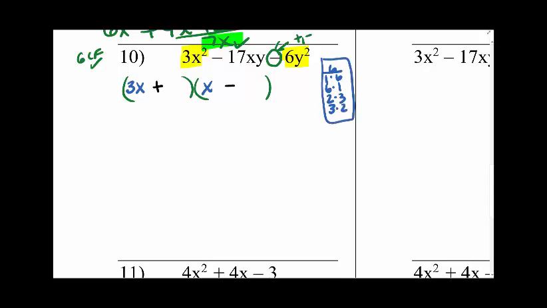If I use the second one here and I put a 6 in this first parentheses, that can't work because I have a GCF from the first parentheses. So that one is gone.